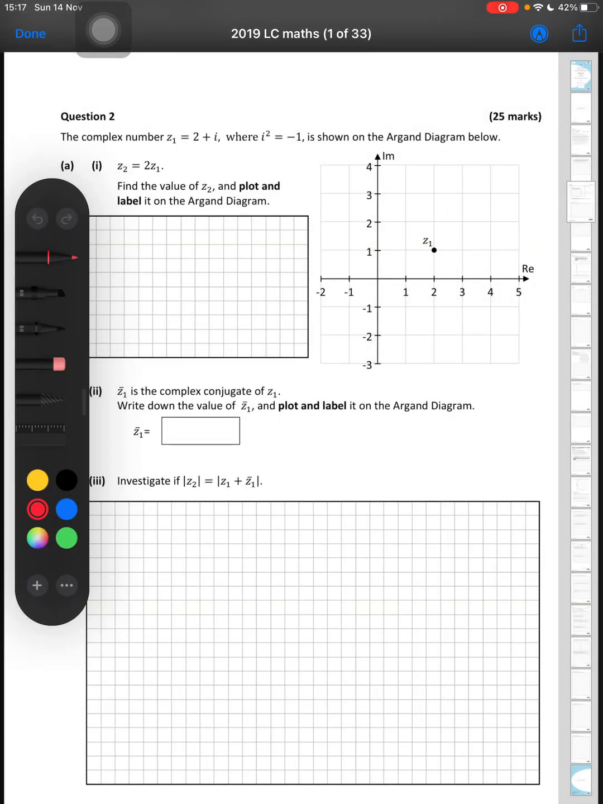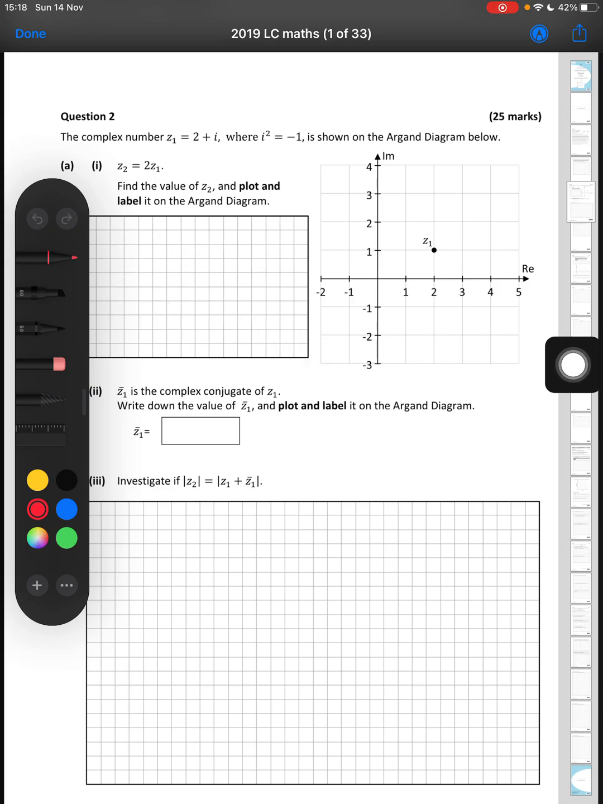Okay, so this is our 2019 question 2. It's a complex number question, and it gives us Z1 is 2 plus i. Even if it didn't give us Z1, it has also plotted Z1, so we'd be able to see from our Argand diagram that Z1 is 2 plus i, because that's its point on the Argand diagram. It then says Z2 equals 2 Z1. Find the value of Z2 and plot and label it on the Argand diagram.